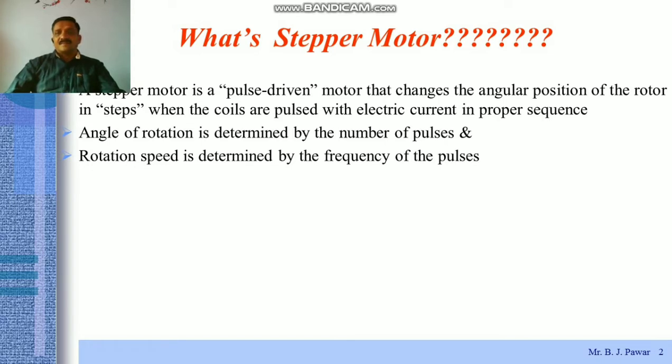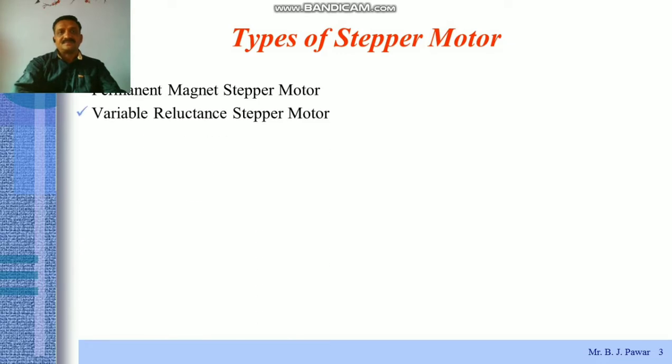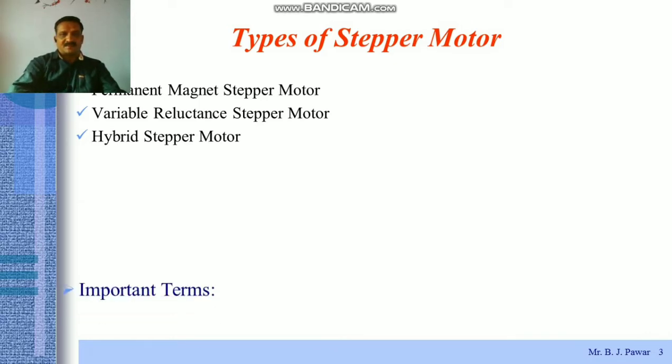So the angular position of that rotor changes in steps whenever we are powering the coils with pulses. Okay, and the angle of rotation of the rotor is determined by the number of pulses we apply to it, and the speed at which the rotor is rotating is determined by the frequency of pulses which we are applying to that motor. So basically there are three types of stepper motors: permanent magnet, variable reluctance, and hybrid stepper motor.